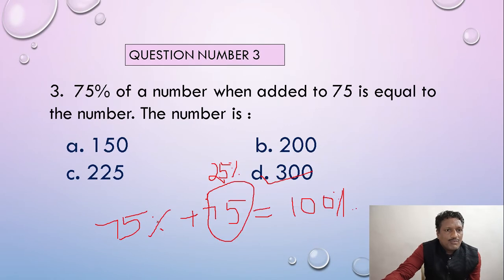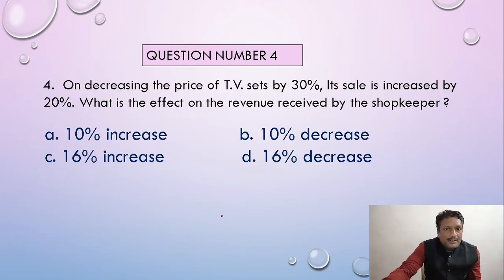And the fourth one here, we can call it the percentage effect model. Here in this fourth one, see the question: there is no numerical value in this. On a decrease in the price of a TV set by 30%, its sale is increased by 20%. So what is the effect on the revenue received by the shopkeeper? We can call this model the percentage effect model.